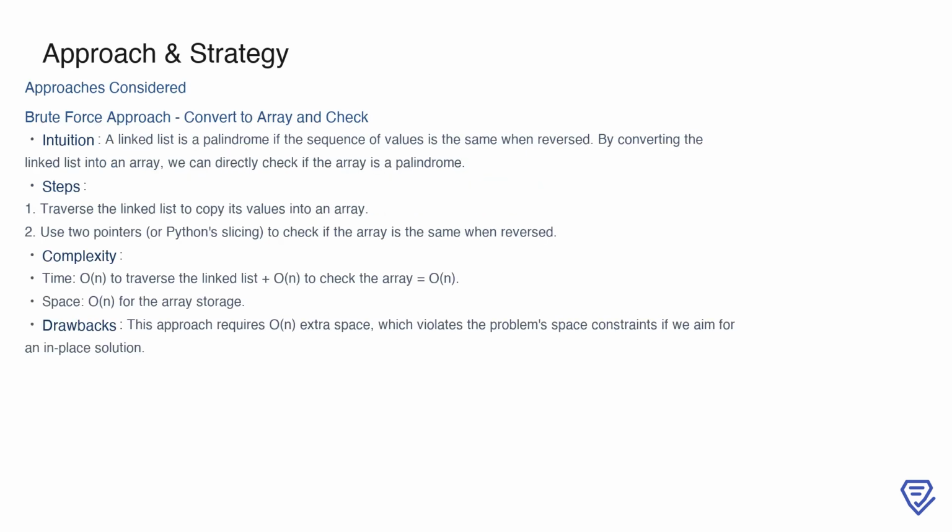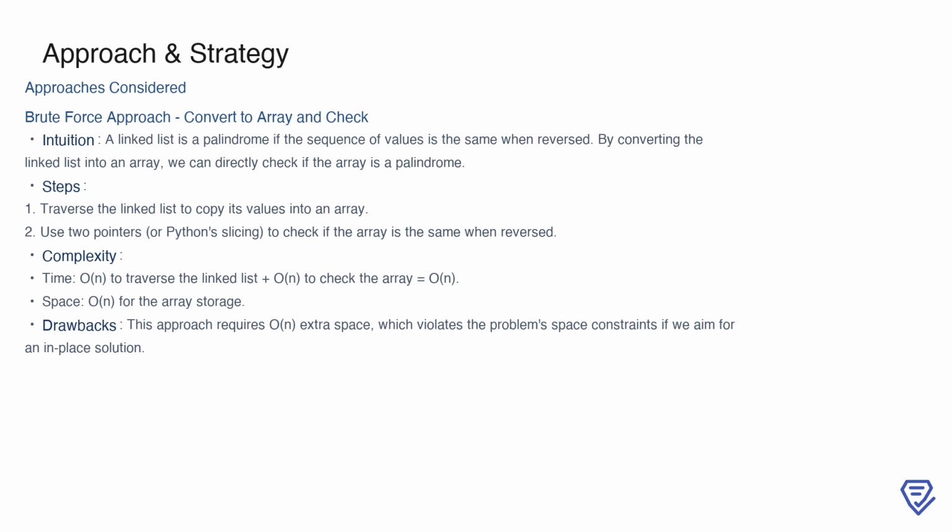When considering approaches to solve the problem, one intuitive solution is to convert the linked list into an array and check if the array is a palindrome. This works because the sequence of values in a palindrome remains the same, even when reversed. To implement this, we traverse the linked list, store its values in an array, and then use two pointers or Python slicing feature to check if the array reads the same backward and forward.